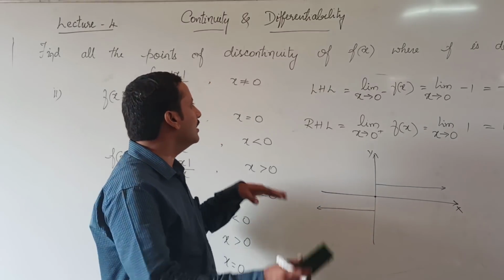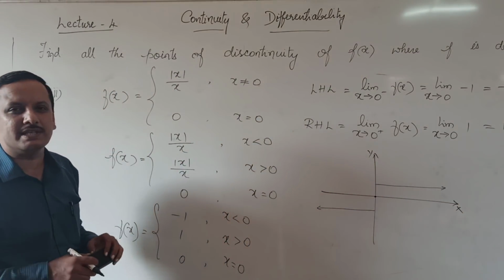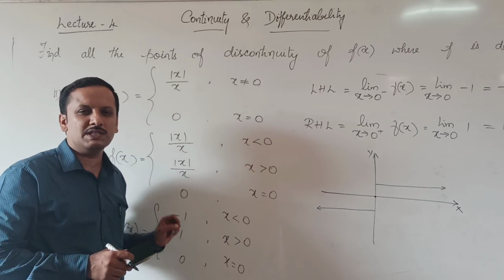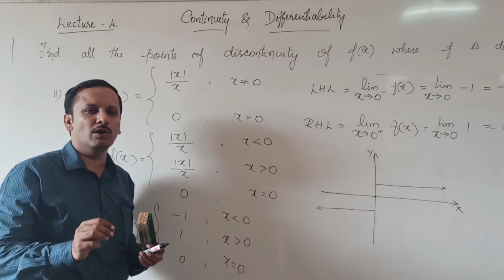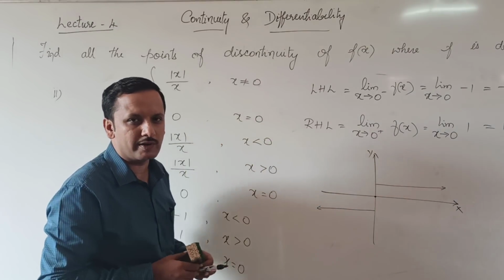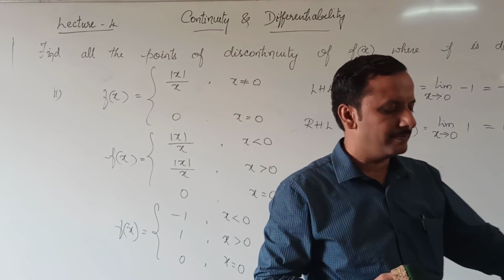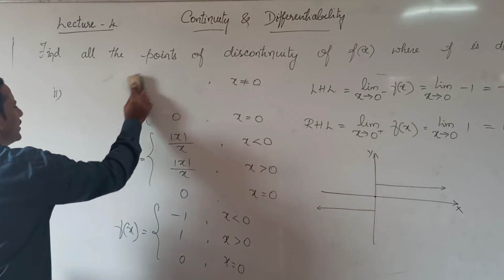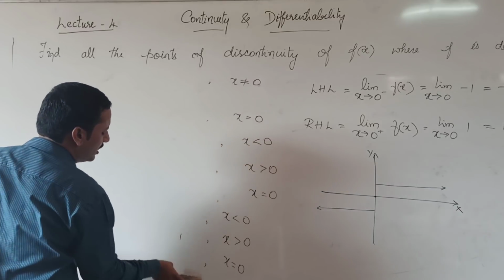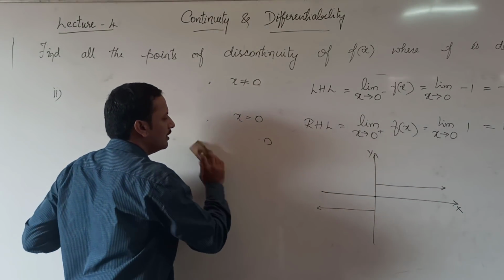Okay. So for this question, the answer is 0. At 0, this function is discontinuous. Or you can also write that 0 is the only point of discontinuity. Okay. Then let us look at the next question. The question is the same. Here also you have to find the point of discontinuity of the given function.